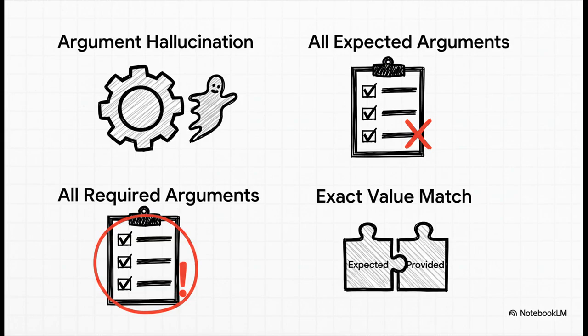All right, section 2 of the report card, argument correctness. This is where they run through a checklist. Did the model just make stuff up, inventing parameters that don't even exist? Did it provide all the arguments it was supposed to? And this is a big one. Did it include all the arguments that are required for the tool to even work? And finally, were the values it provided a perfect exact match?